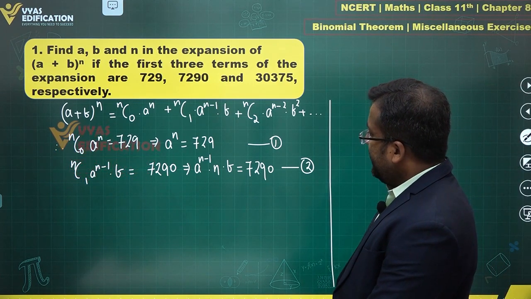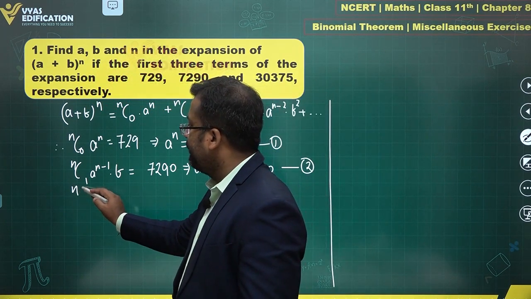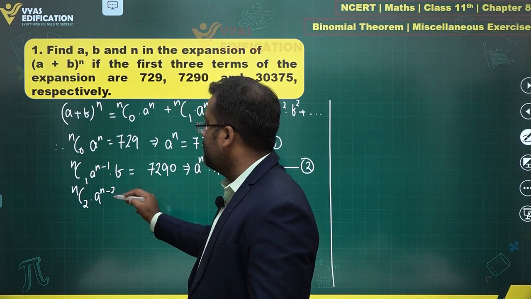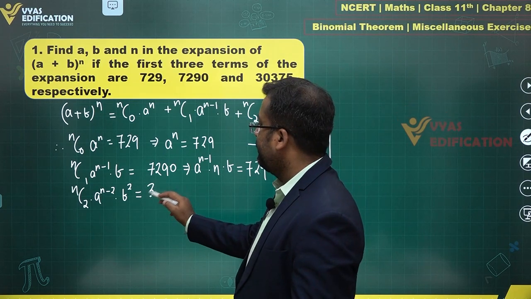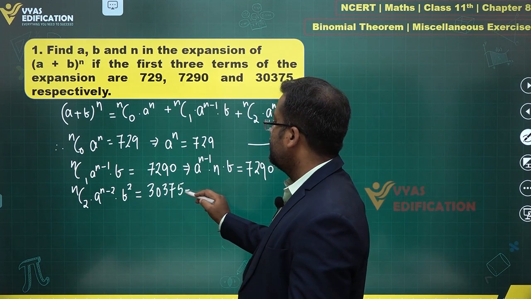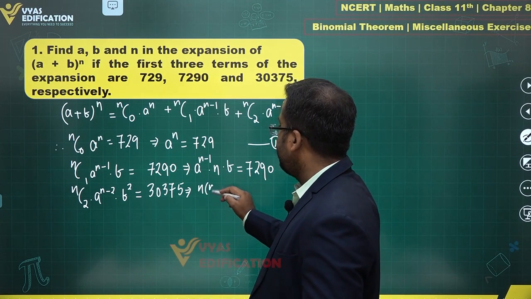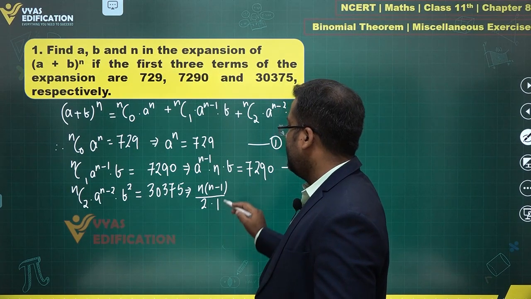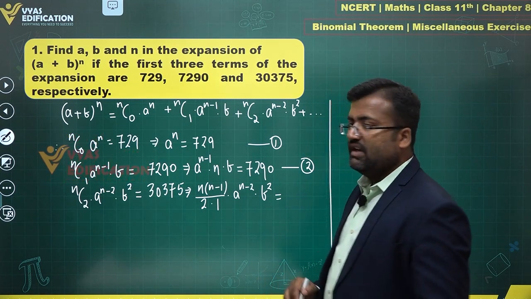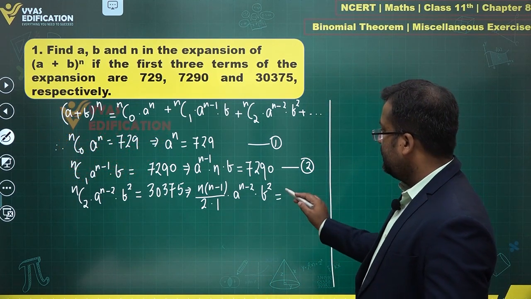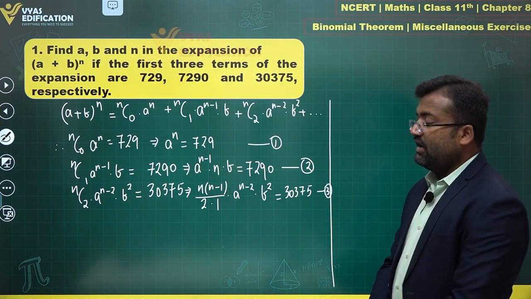n times a^(n-1) times b is 7290. The next equation is nC2 a^(n-2) b^2 is given to be 30375. What does this imply? This implies that nC2 is n(n-1)/2 times 1 times a^(n-2) times b^2 is equal to 30375. This is the third equation. Right? These are the three equations.